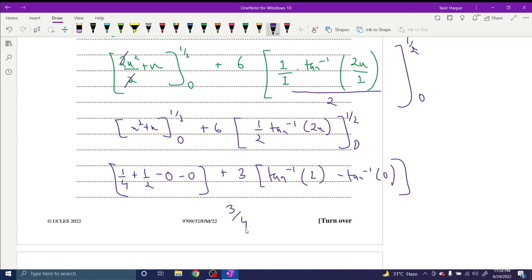3 by 4. Tan inverse 1 minus tan inverse 0 is pi by 4. Pi by 4 into 3 is plus 3 pi by 4, right? So 3 by 4 plus pi. That is the answer, final answer.